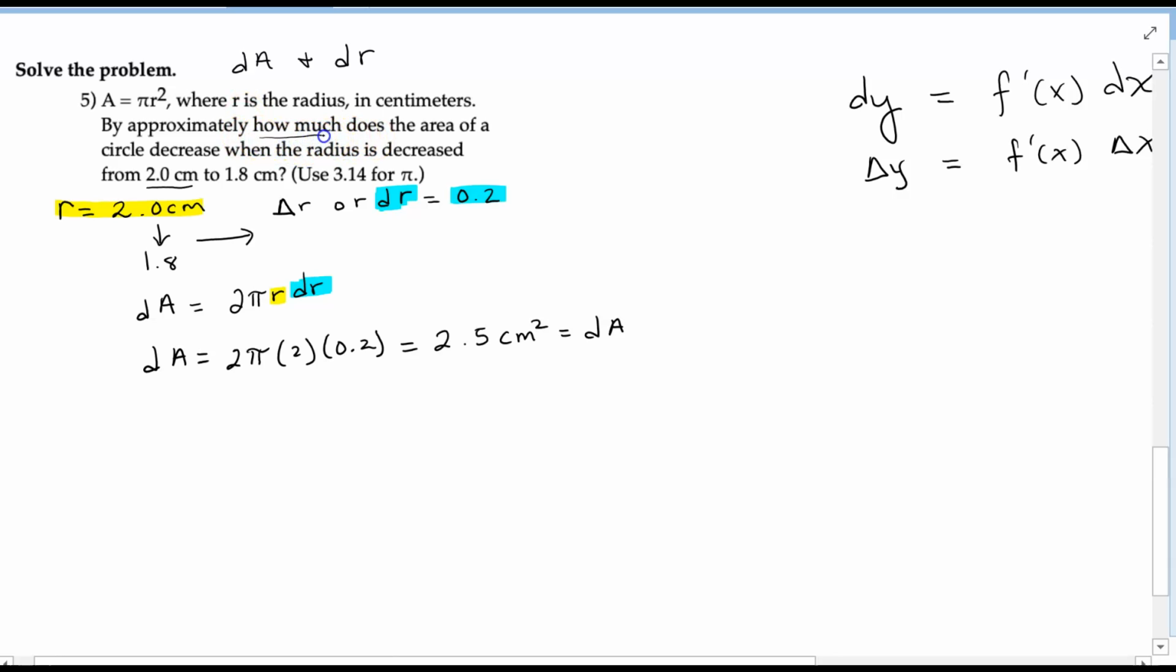The question was, by how much does the area of a circle decrease? Well, it decreases by about 2.5 square centimeters. So that's what that problem looks like.